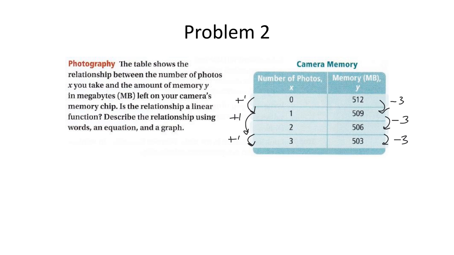X increases by 1. So the amount of memory left on the chip is 512 minus the quantity 3 times the number of photos taken. So how we would write that is y is equal to 512 minus 3 times x. And it says we can actually draw this to verify what we're saying.